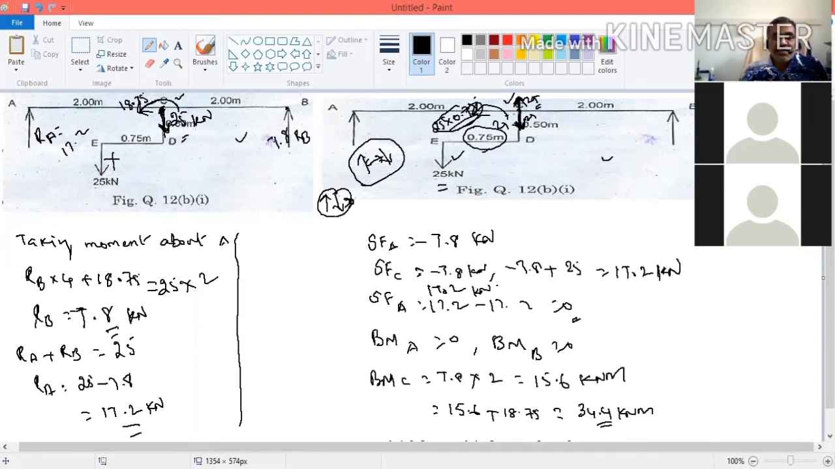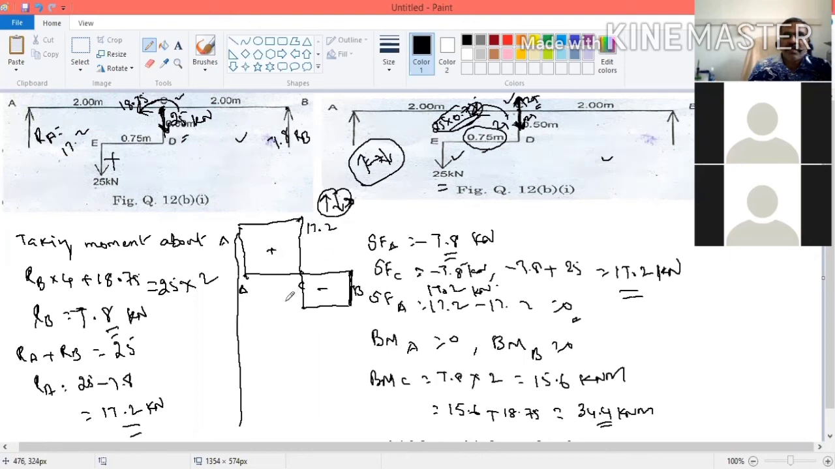Then you have to draw the shear force and bending moment diagram. If you draw the shear force diagram, in the beam, this is A, this is B, this is C. Now, shear force at A is equal to minus 7.8. It is negative. The same value will continue up to this point. After that, it goes upward to 17.2. Then the same will continue up to this point. Then it will come to zero. This is minus, this is plus. This is 17.2. This is 7.8. This is the shear force diagram.